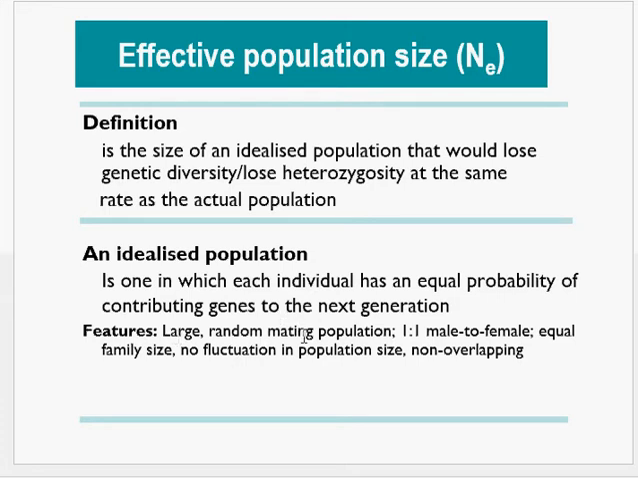If there isn't random mating, then that biases which individuals are contributing to the next generation or not. It needs to be 1-to-1 male to female. If it isn't 1-to-1 male to female, that will bias the chances of each member of that idealized population. It will bias their chances of being able to contribute to the next generation. It needs to be equal family size, so each set of siblings needs to be the same size, and there is no fluctuation in population size.